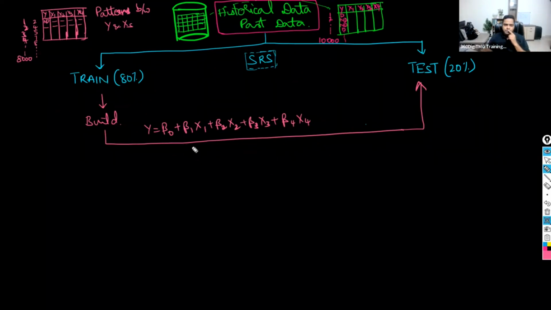Then, if you have, instead of 8,000 observations, say 20,000 observations, the more data you have, the more patterns your model will learn. More relationships between your output variable and input variables is what your model is going to learn. And your model is going to capture those patterns in an equation like this.